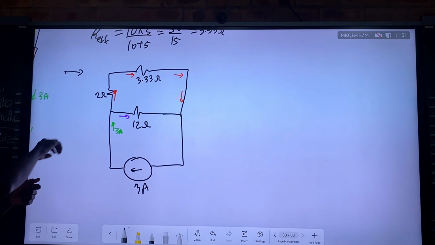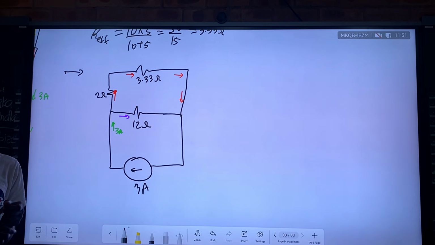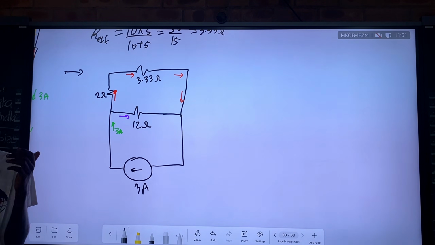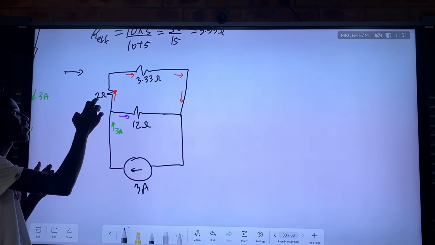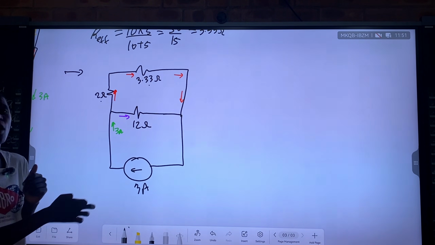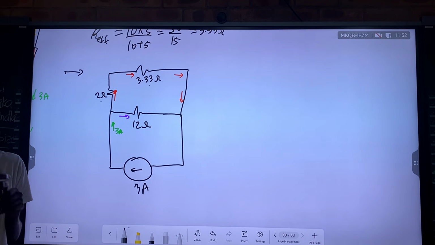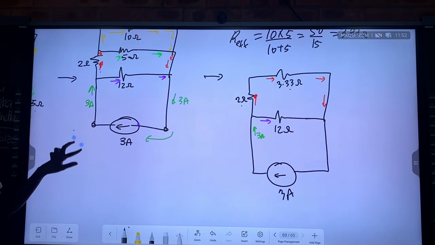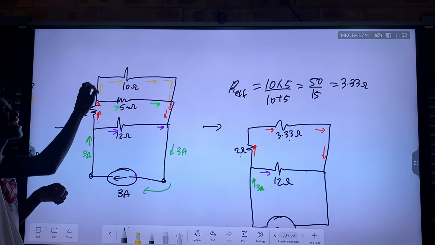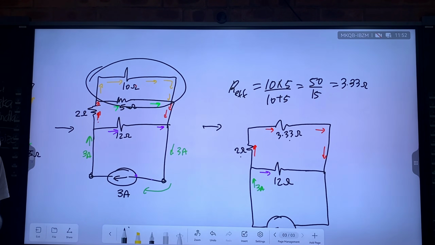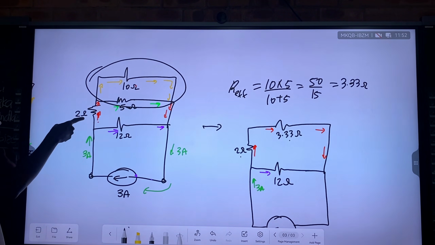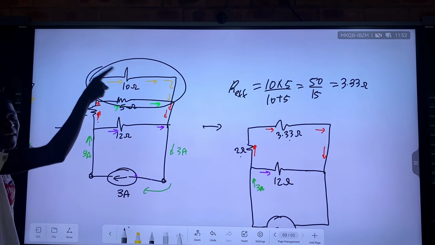Yes. But these two, they are in series. These are not current dividers. They are voltage dividers, but the current is the same. That's why the red current entering the 2 ohms is the same current entering the 3.33 ohms. Remember, the red current entering the 2 ohms is the same current that was entering this effective combination.